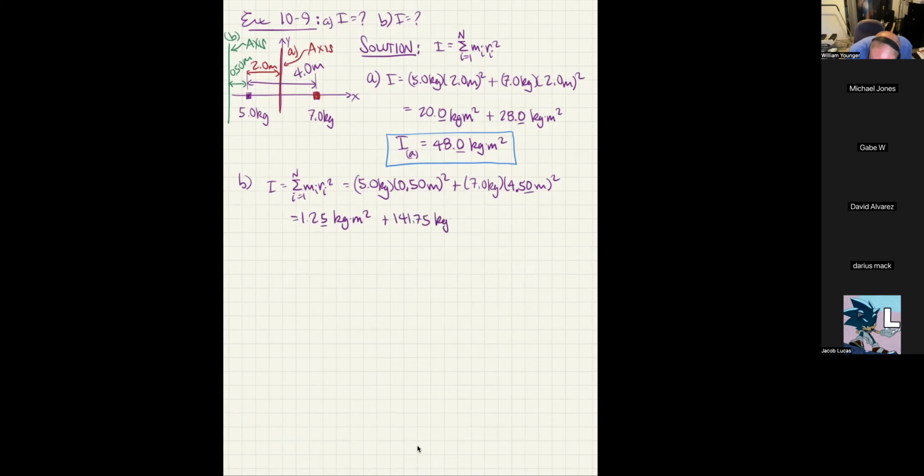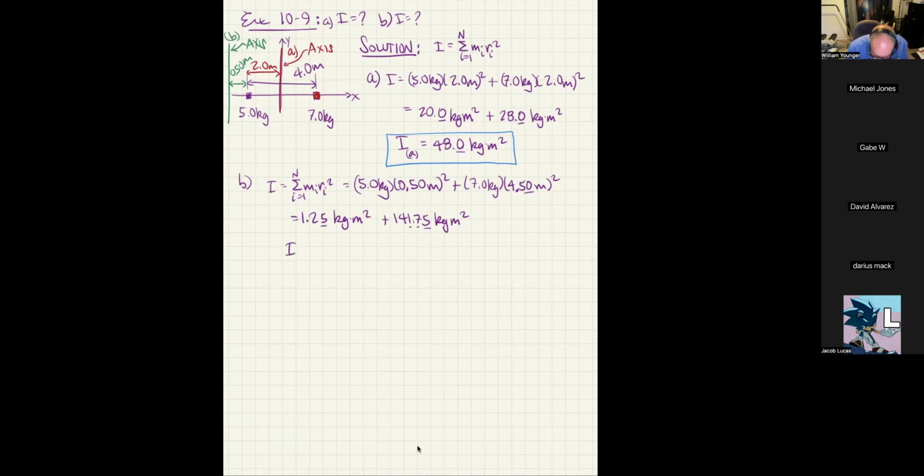141.75 kilograms meters squared. Now that was only 2 sig figs multiplied by 2 sig figs, so technically even the ones place, much less the tenths or the hundredths place, is not significant. So we actually have to round this to basically the nearest tens.